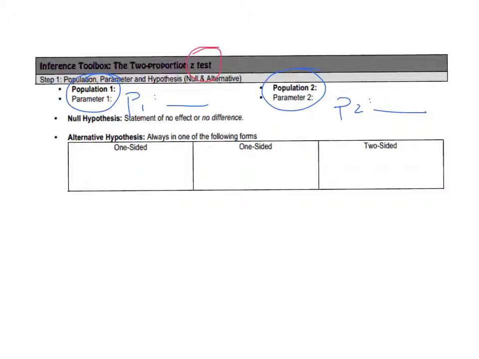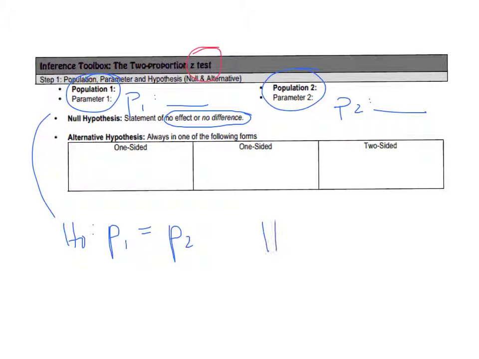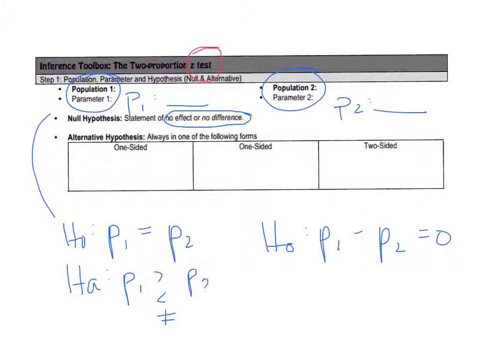In terms of your hypotheses, your null hypothesis is a statement of no effect or no difference. So our null hypothesis should be written as proportion 1 equals proportion 2. Remember that it can also be written as p1 minus p2 equals 0. As far as our alternative goes, we have several options. We could have proportion 1 is greater than, less than, or does not equal proportion 2. And those can be written in the same way as proportion 1 minus proportion 2 is greater than, less than, or does not equal 0.